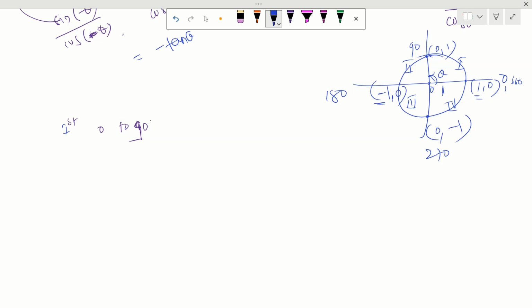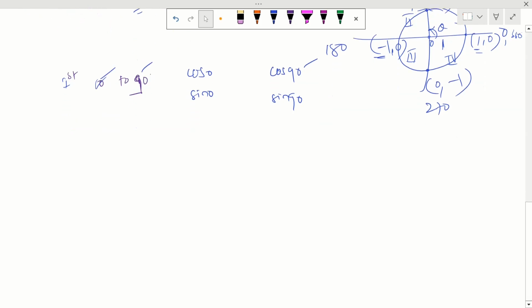For both 0 and 90 I will write: first term is cos 0 and second is sin 0. Next I will write cos 90 and sin 90. Likewise, I will write for all the others also.